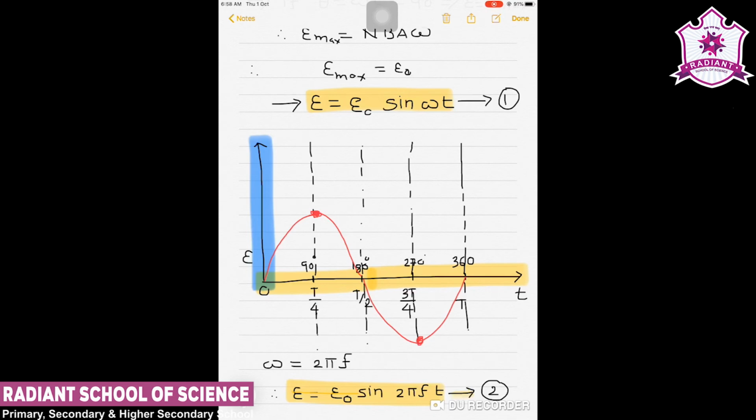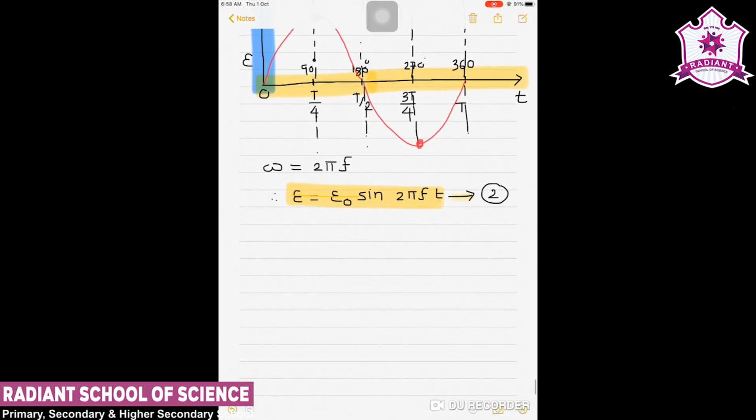Now we shall learn how to determine the time average value for the alternating voltage and current, that we will learn in chapter number 7. Now, how the commercial production of the AC is done is explained. For commercial generation, the mechanical energy required for rotation of the armature is provided by water falling from a height.